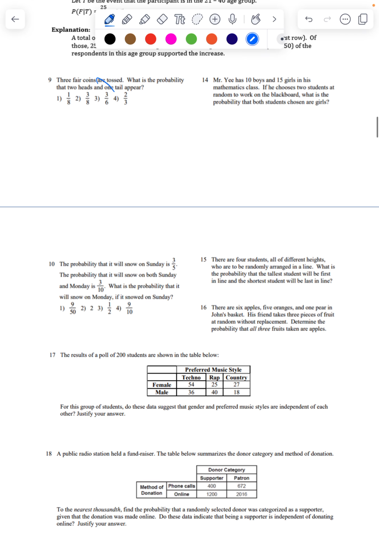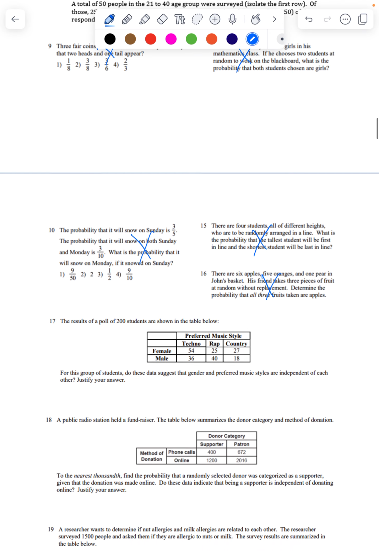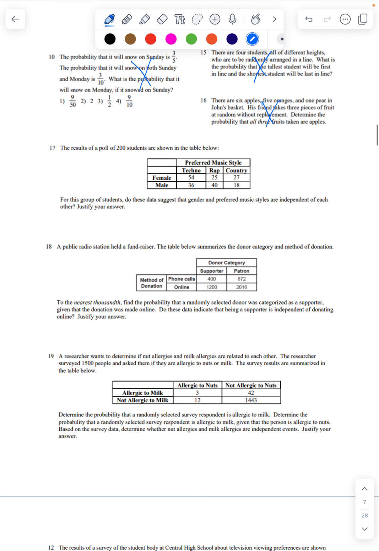Skip these. We did them earlier. So let's keep working. The 200 students are shown in the table below. For this group of students, do the data suggest that gender and preferred music style are independent of each other? Justify your answer.